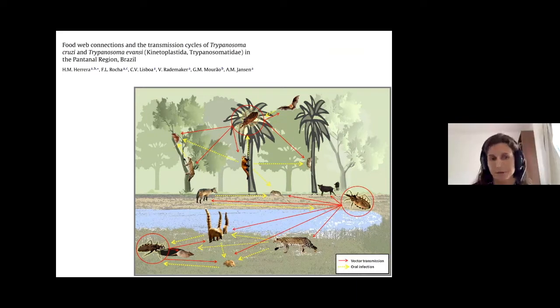on the transmission cycles. Trypanosoma cruzi causes Chagas disease in humans, and there are two main mechanisms in which the parasites circulate among its wild hosts. One is the vector transmission, marked here with the red arrows, and it involves the kissing bugs. And the second one, that is marked in yellow, is called the oral infection, and is mediated through predation of infected prey, which can happen when, for example, a mammal eats an infected kissing bug or eats another infected mammal.